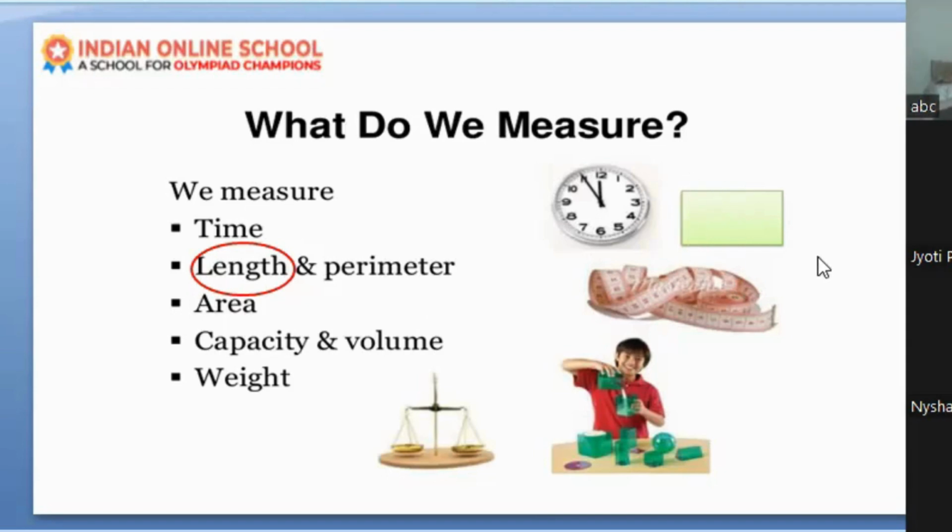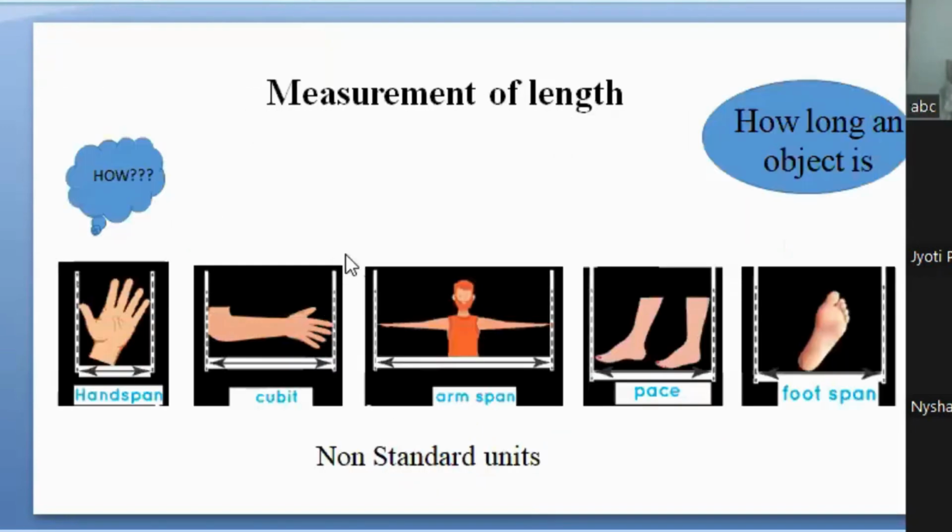Perimeter means the boundaries of an object, area is the space inside the object, and capacity and volume is how much that particular object can hold. Here it should be mass. Mass means the heaviness or the content of the body that we can measure. So up to here we understood what we can measure from this slide. Do remember, measurement means measuring an unknown quantity that you don't know with a known quantity. Okay, let's move ahead with the next slide.